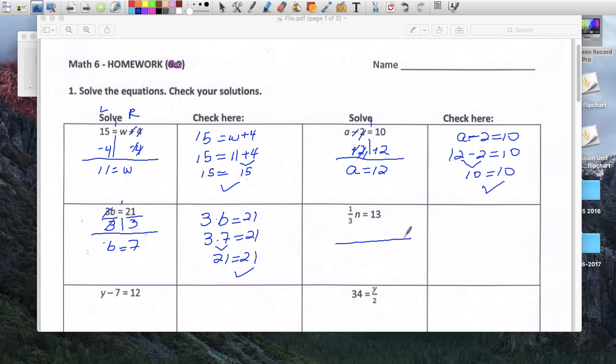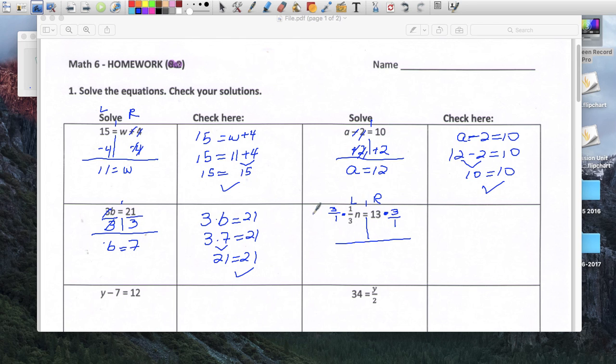So again, the same thing. Split that in half. This is my left, this is my right. And I'm going to multiply, because it's a fraction here, my coefficient is a fraction, I'm going to multiply by the reciprocal. So the reciprocal of 1/3, 1 over 3, is 3 over 1. And on the other side, I'm going to do the same thing, multiply by 3 over 1.